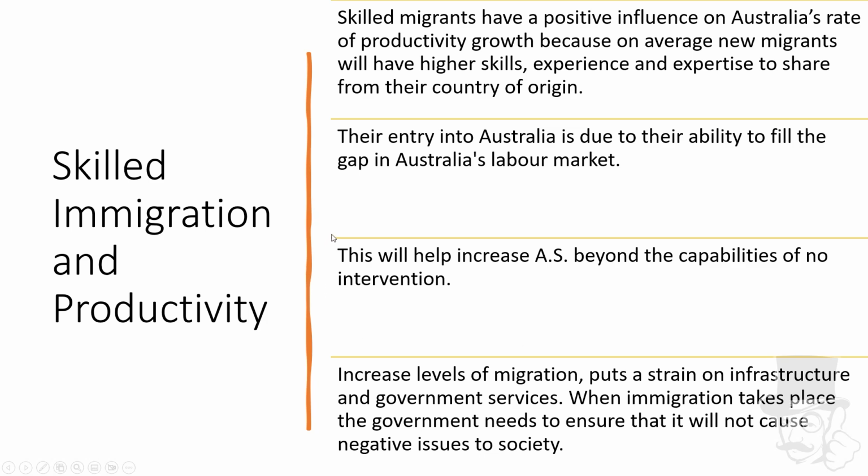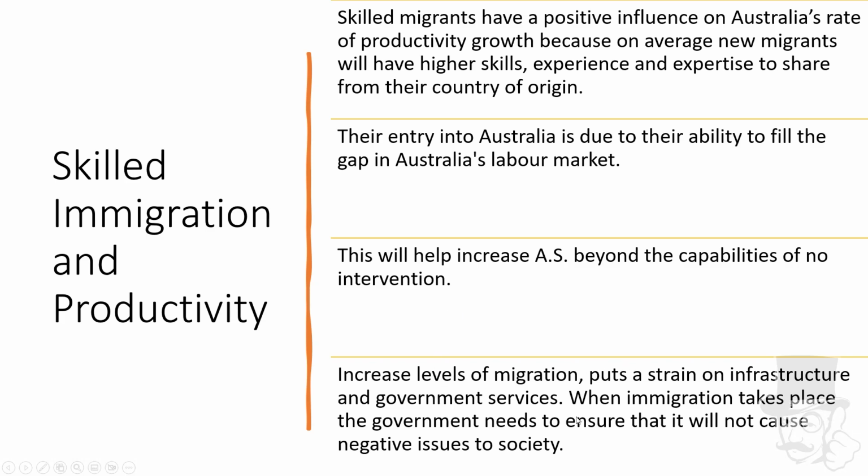So, skilled migration and productivity. While migrants bring in new skills and abilities, they also bring expertise and different cultures, and this may increase our output, because immigrants also tend to work harder because they want to stay in our country, and the only way they can possibly stay is by proving their worth in Australia. These are all hypotheticals, by the way. So their entry into Australia is due to their ability to fill the gap in Australia's labour market. This will help increase AS beyond the capabilities of no intervention.